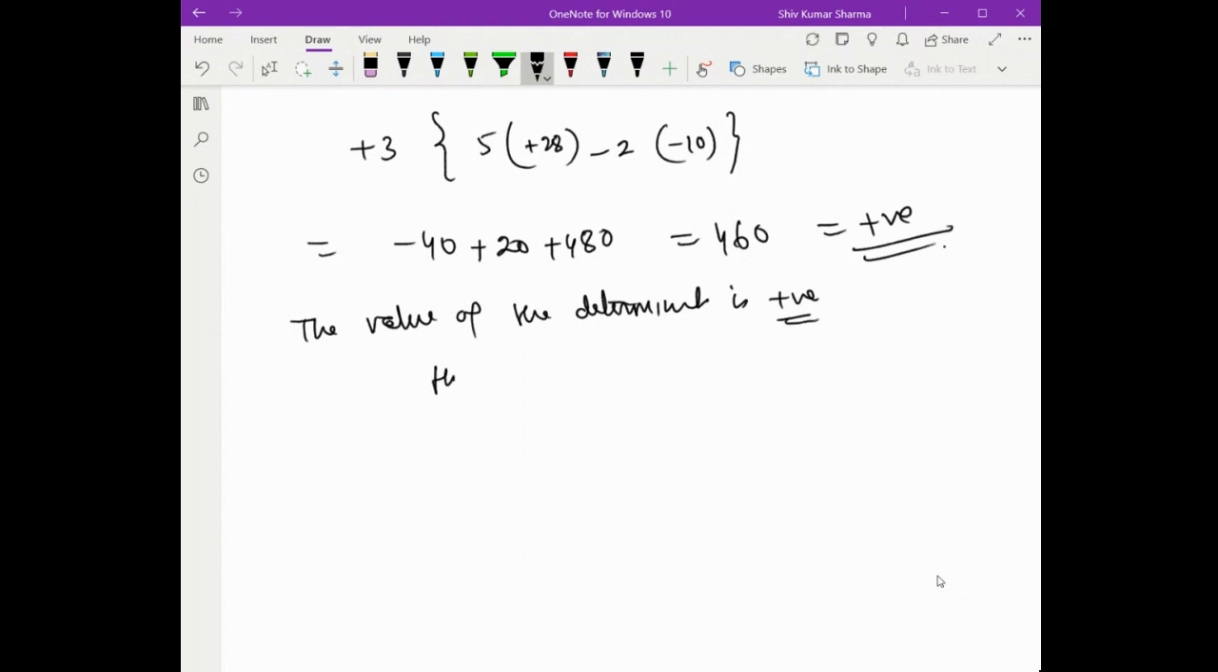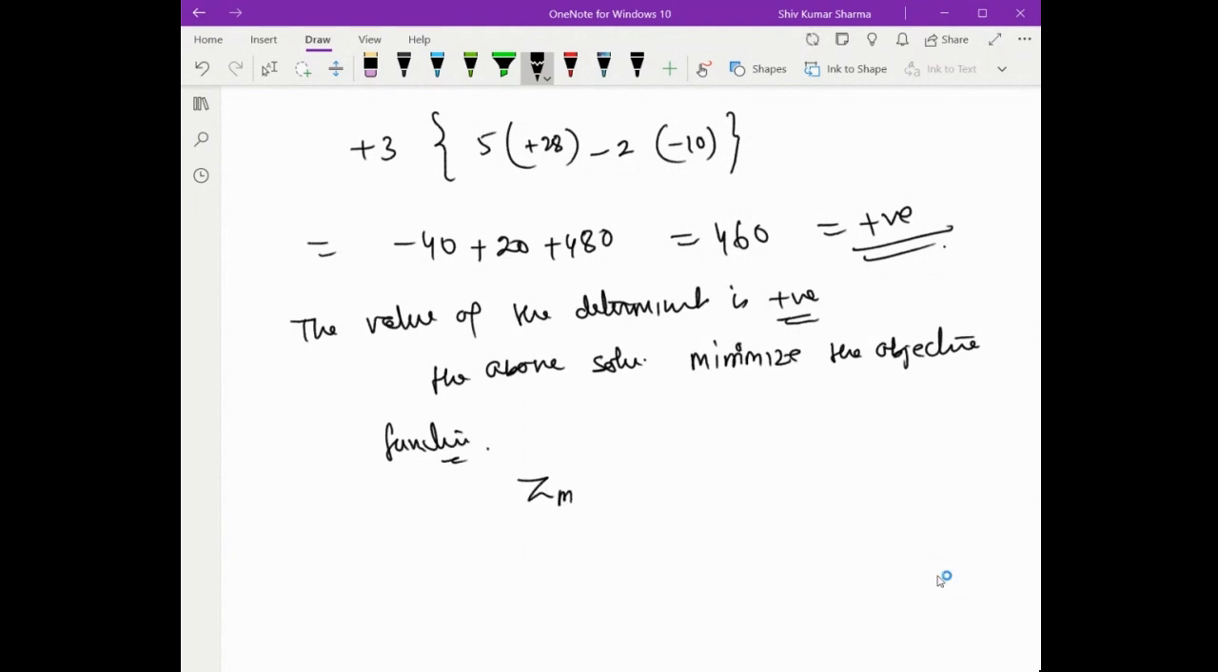So the above solution minimizes the objective function.